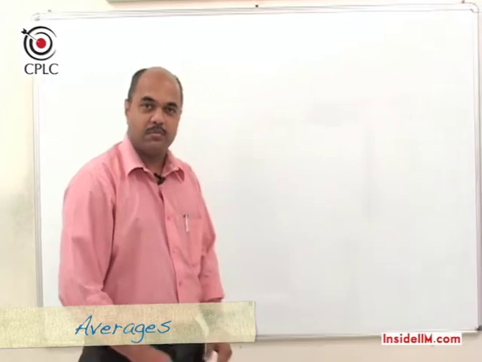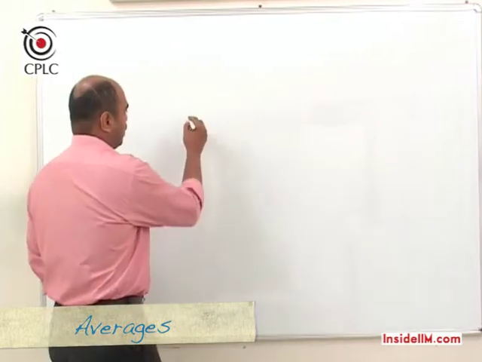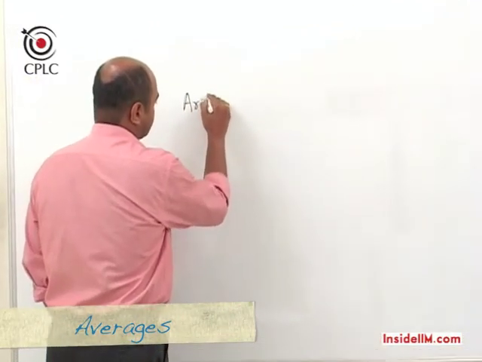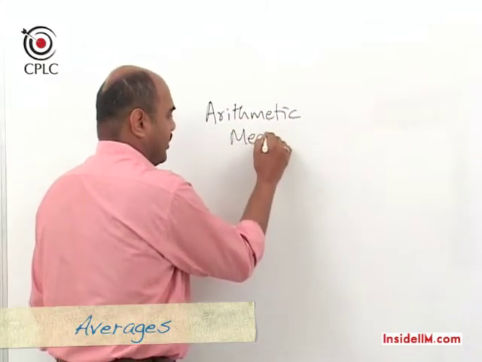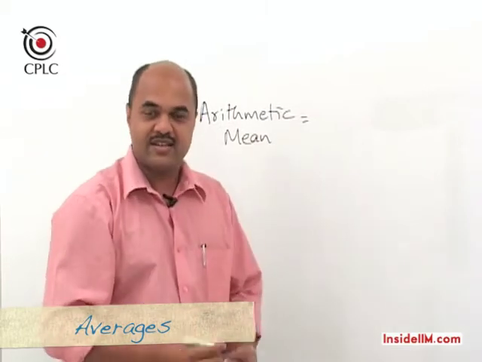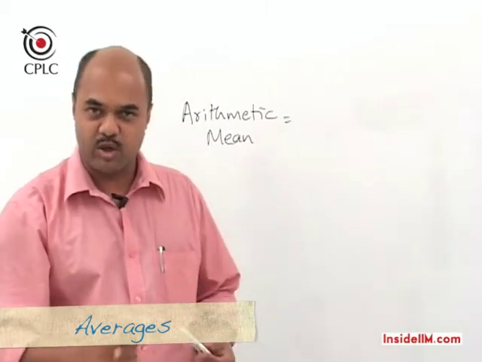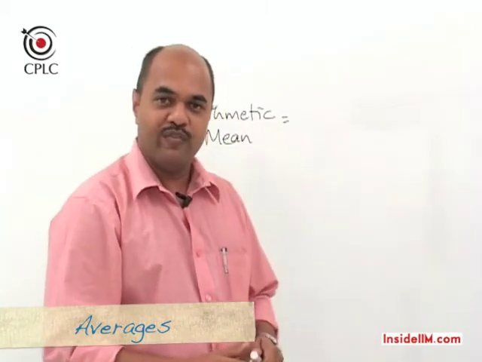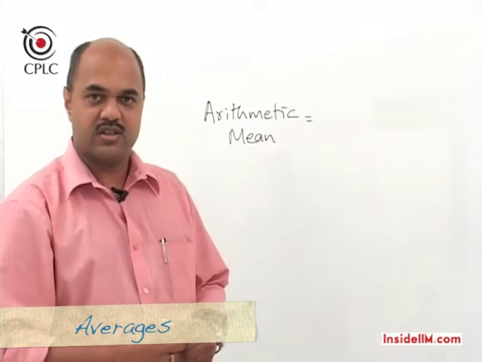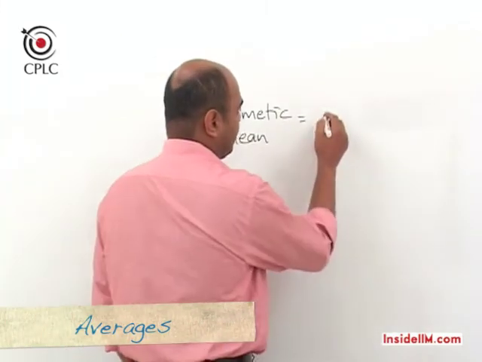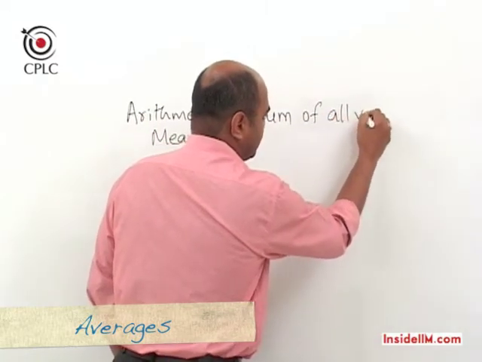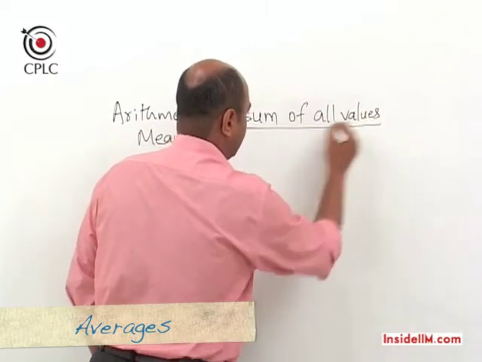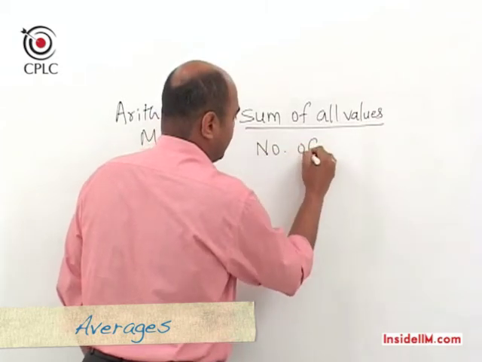So when we talk about simple average, or what is very commonly known as arithmetic mean, then what is arithmetic mean? If you're given a set of values and you want to find the arithmetic mean for the set of values, then it would be calculated as the sum of all values divided by the number of values.